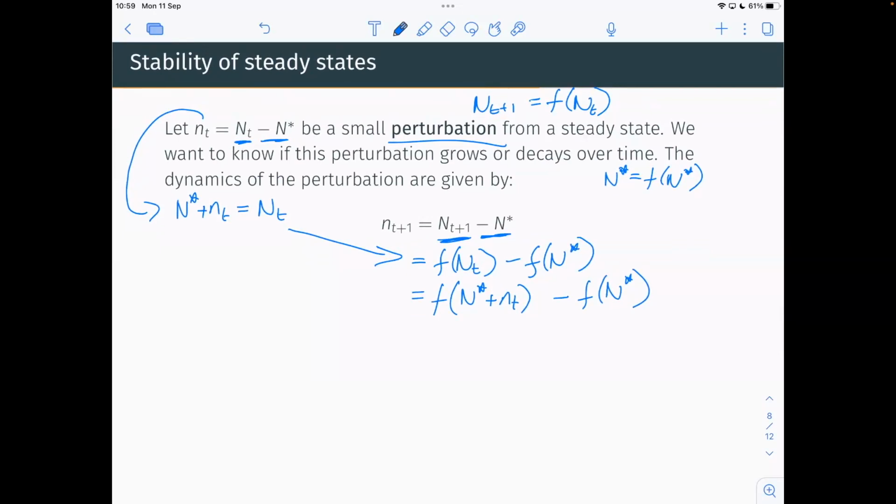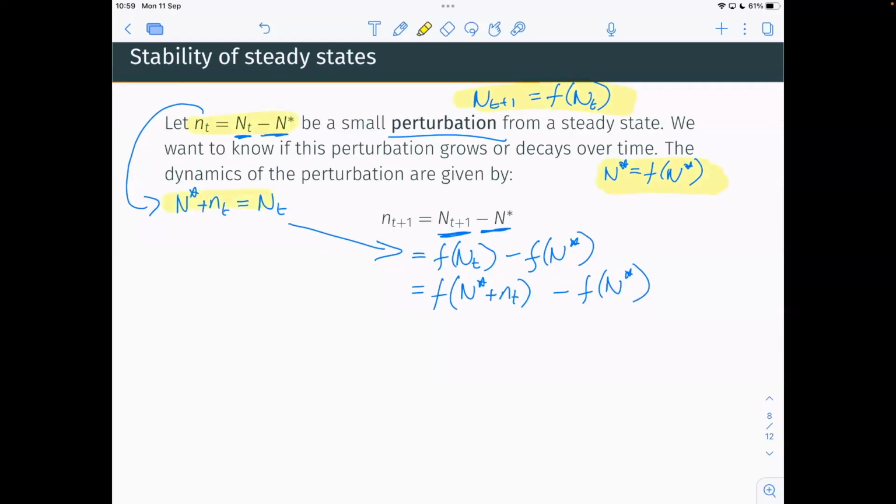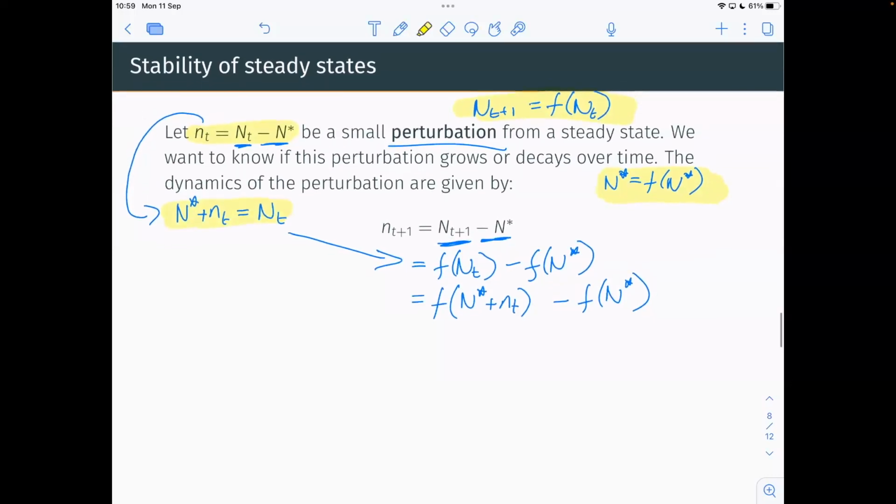Okay, so all we're doing here is seeing the dynamics of this perturbation, if you recall. Are we moving away or are we moving back towards this steady state? So is this little n t growing or decaying? We're just using our rules of these functions here. What does it mean to have a population model? It's just some function of the previous time step. What is a steady state? Well, that steady state is just equal to the function of that steady state. And here, this is just using our definition of what our perturbation is, okay? Everything else just follows through these equations. We're just substituting things in.